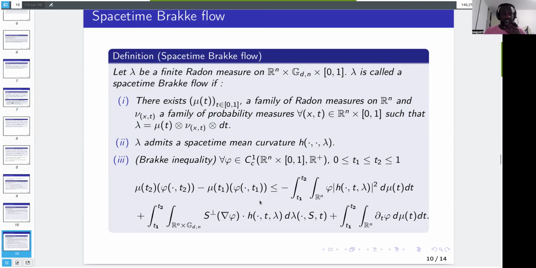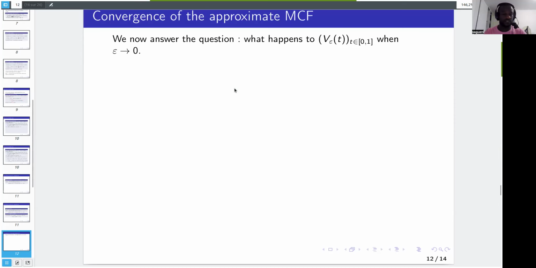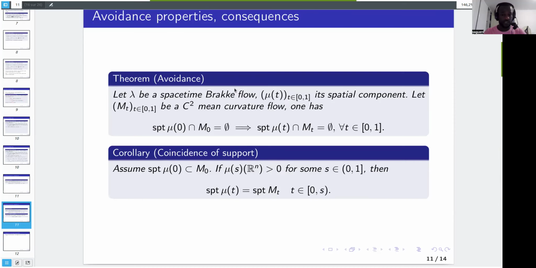Okay, so this is a definition, sorry, this is the definition of Brakke flow. What I was saying is that our flow converges to something which satisfies this. So our flow converges to a space-time Brakke flow. Well, we have the avoidance principle for what we constructed: if it avoids something at time 0, then it avoids it for any time.